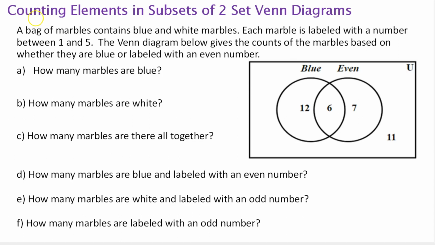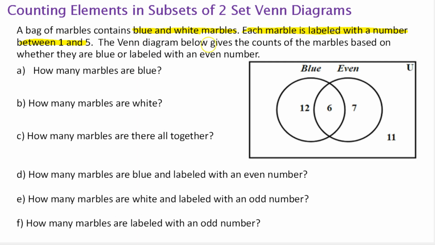In this video, we're going to learn to count elements in subsets of two-set Venn diagrams. So this is an apply problem, so let's read the given information. A bag of marbles contains blue and white marbles. So the marbles are either blue or they're white. Each marble is labeled with a number between 1 and 5. Okay, so we have the marbles, they each have a color and they each have a number.